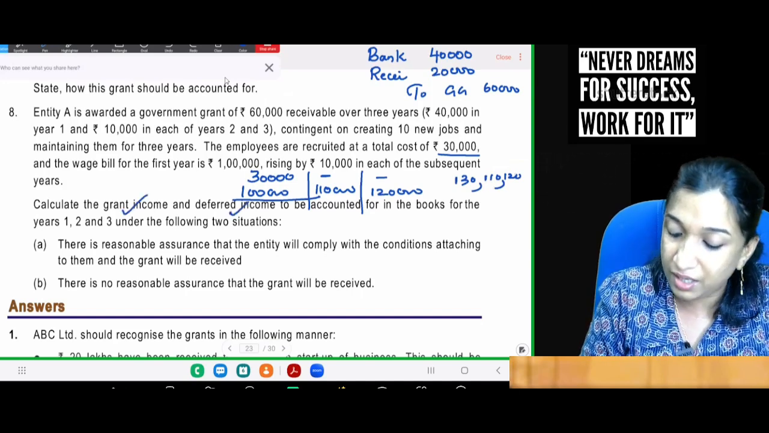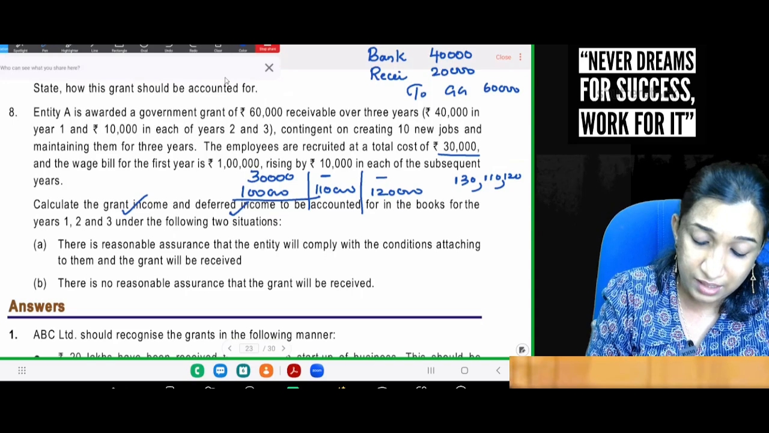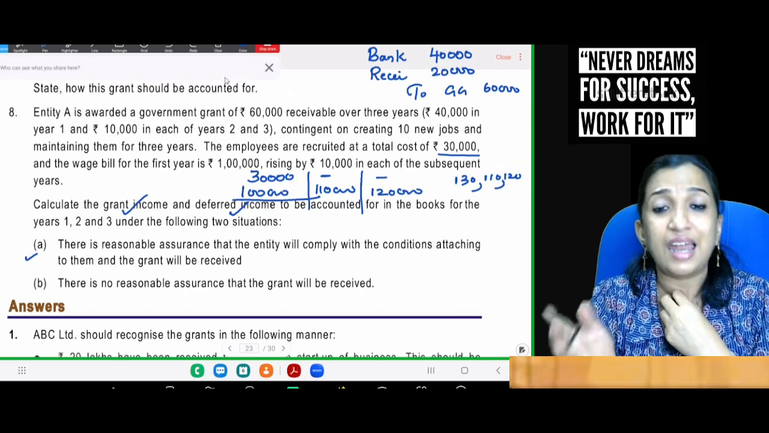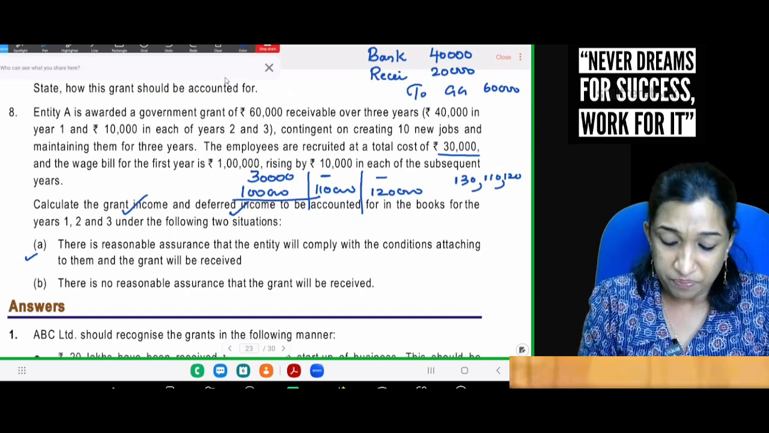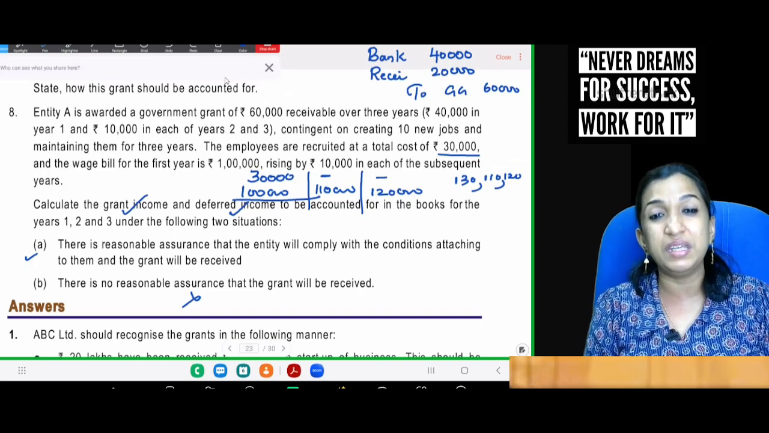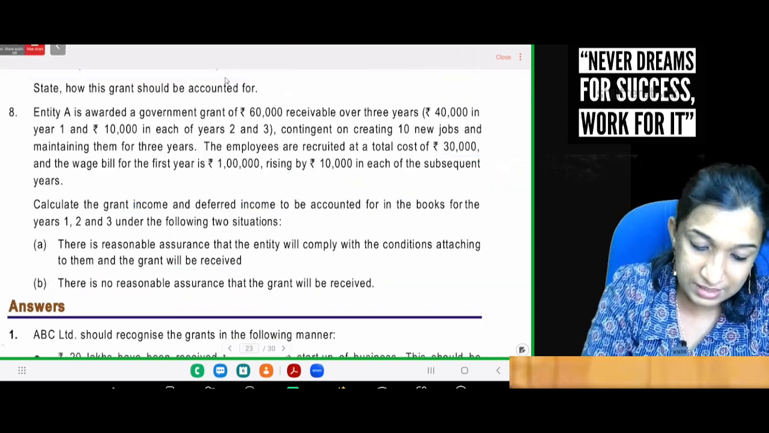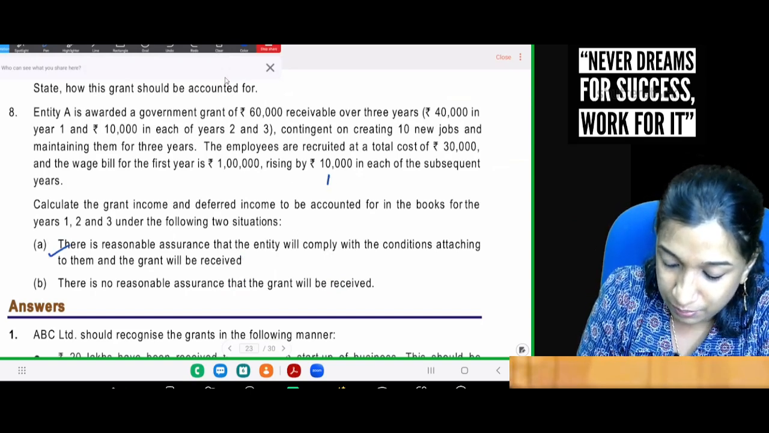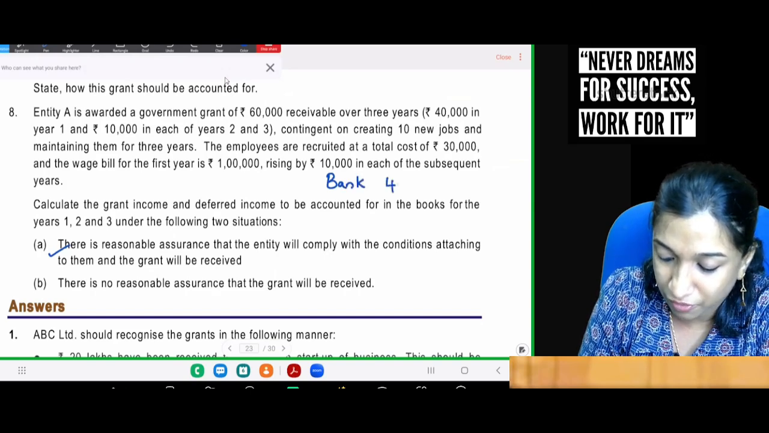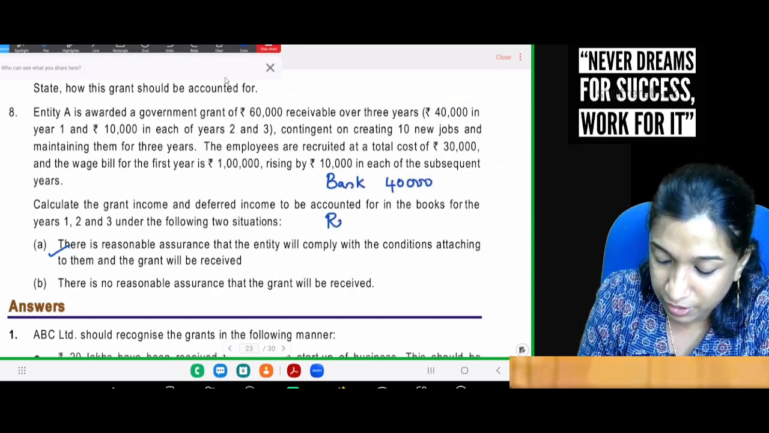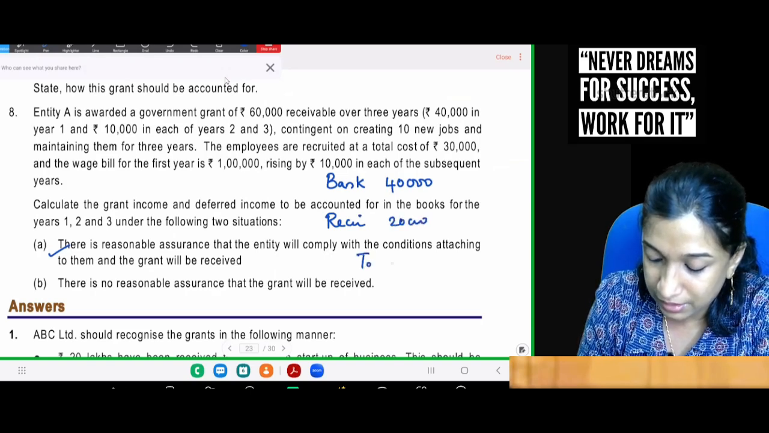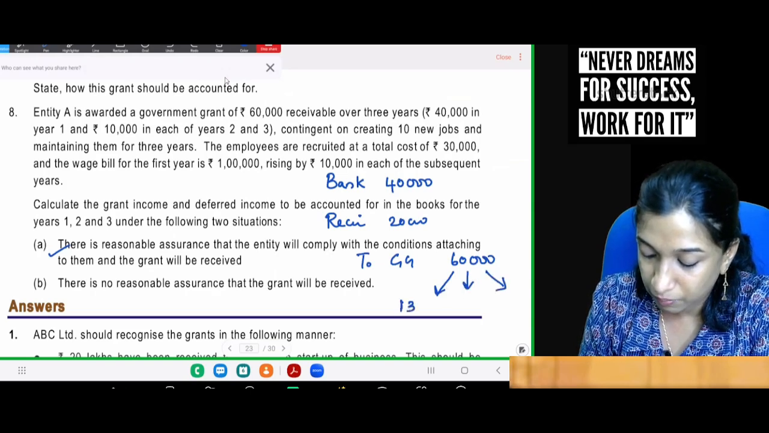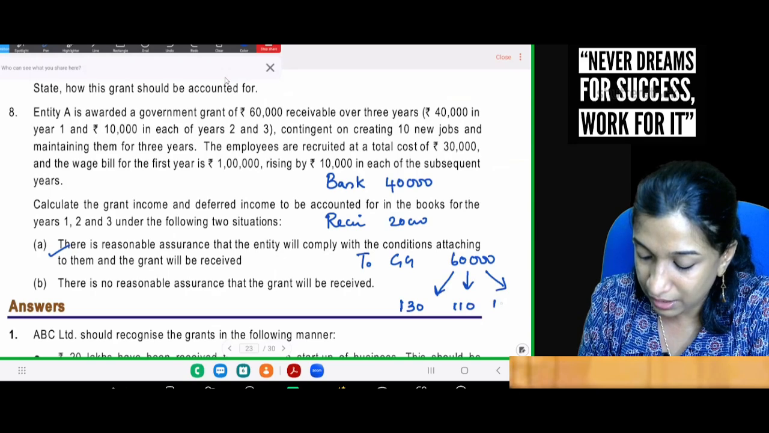Calculate the grant income and deferred income to be accounted in year 1, year 2, year 3 under the two following situations. One, there is reasonable assurance that the entity will comply with the conditions and the grant will be received. Two, there is no reasonable assurance that the grant will be received. Let's find out. In the first case, with reasonable assurance that the entity will comply with the conditions attached, my first entry is bank account debit 40,000, receivable debit 20,000, to government grant 60,000, and this will be amortized to P&L in the ratio of 1 lakh 30,000, 1 lakh 10,000 and 1 lakh 20,000.